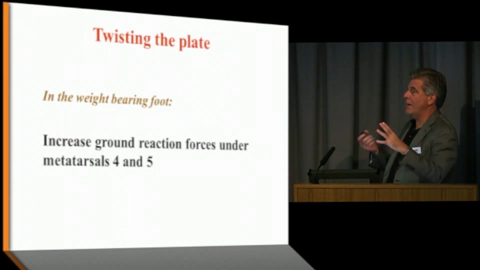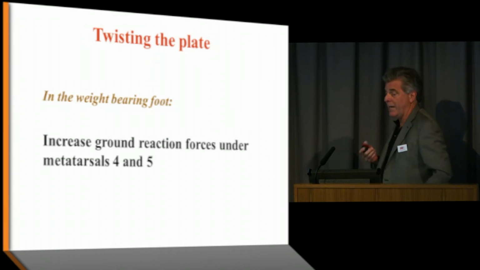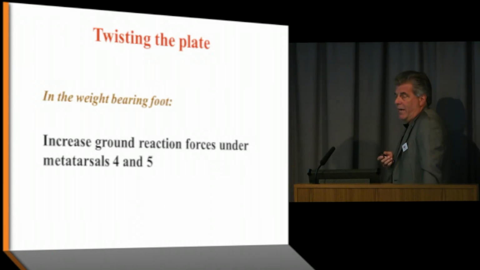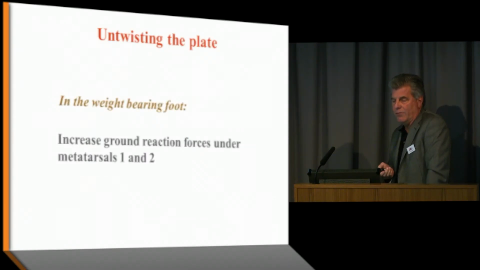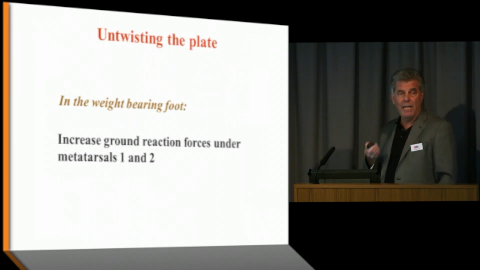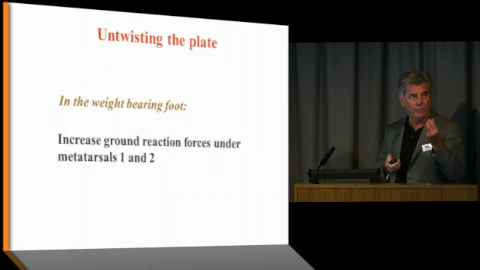So if we want to extrapolate this, and now we're getting really speculative here, we could say that if we want to twist the plate in our patient in a favorable way, we will do a strategy that increases ground reaction forces under the fourth and fifth metatarsals, because that's what a lateral wedge does. And if we want to untwist the plate, all we do is the opposite. We put a wedge under the medial forefoot, which increases ground reaction forces under 1 and 2.